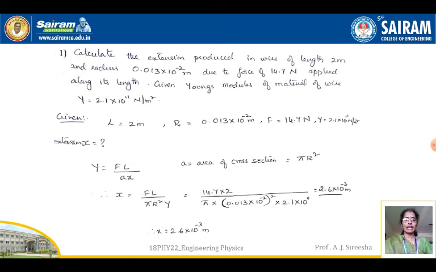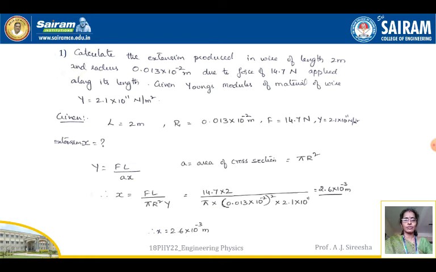So what are the given values? Length capital L is 2 meters. R is given as 0.013 into 10 to the power of minus 2 meters, and F is 14.7 Newton, and Y is 2.1 into 10 to the power of 11 Newton per meter square. Now what we have to calculate is the extension produced, that is small x.